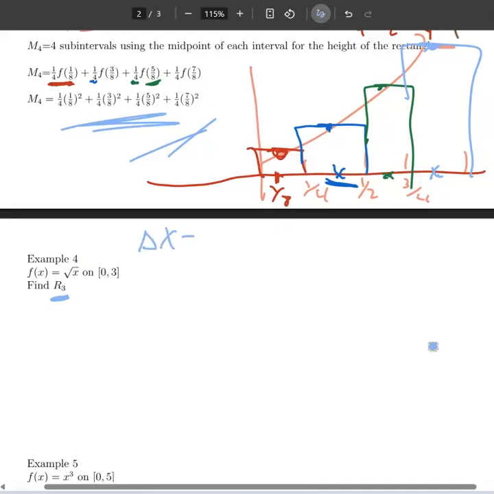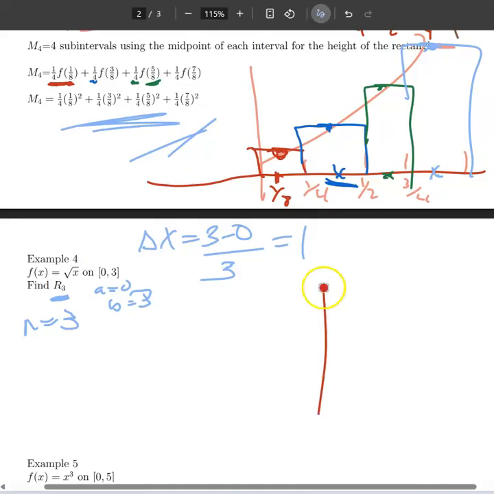So the delta x would be 3 minus 0 over 3, right? Because the n is 3, the a is 0, the b is 3. So that means each width is 1. Oh, that's kind of a nice number. All right, so I'm going to draw the function. I think it's helpful just to have the function there. And I know I'm going to make rectangles of width 1.